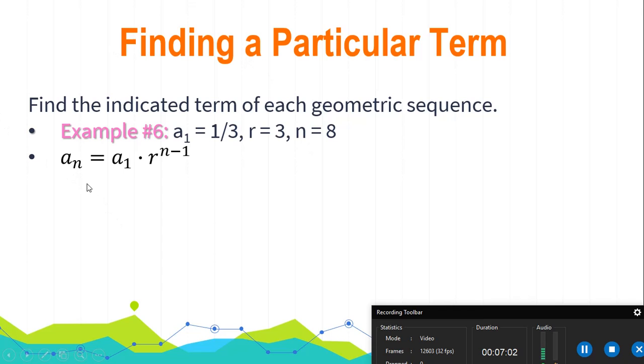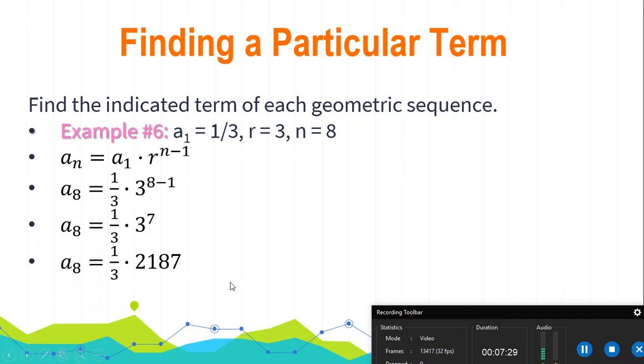So what I'm going to do in the next line is call this a sub 8. We're subbing in 1/3 for our first term, a sub 1. The common ratio is 3, and then we want to use n minus 1 as our exponent, 8 minus 1. One step at a time, I'm going to simplify my exponent to the power of 7, and then I'm going to raise 3 to the 7th power. And now I'm finally going to multiply by 1/3. So the 8th term is 729. If you start with a sub 1 and multiply by 3 until you get there, we call that brute force.